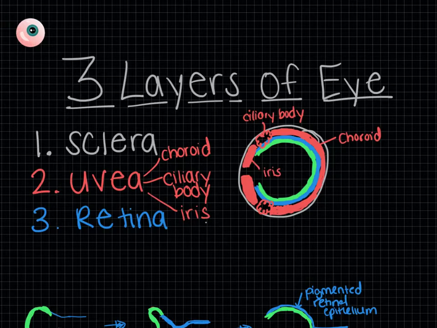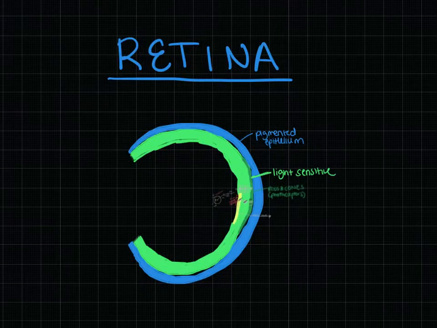And the iris is going to be made up of 2 different muscles, the sphincter pupillae and the dilator pupillae, that are going to be involved in regulating the size of the pupil to regulate the amount of light that can come in through the pupil. So we all know that the iris is like what gives color to the eye, right? So let's take another look at the retina.